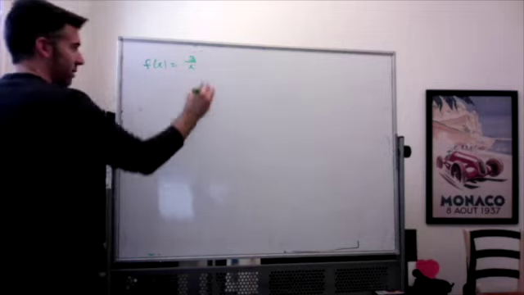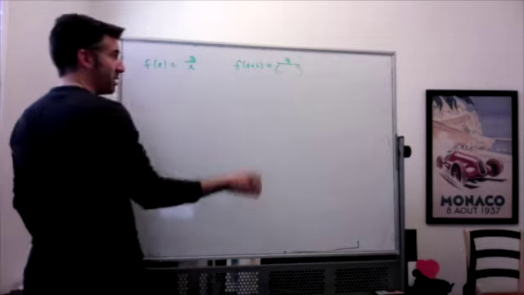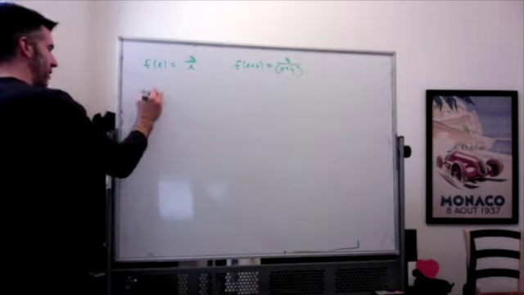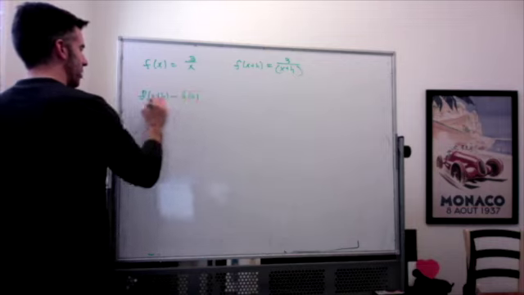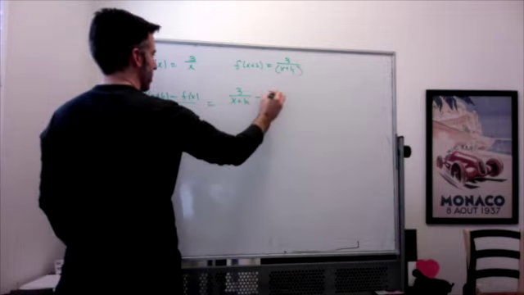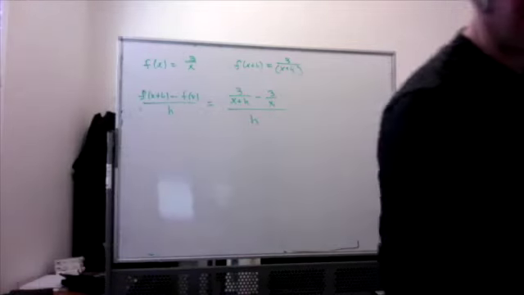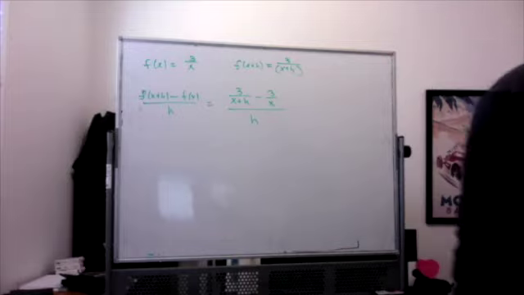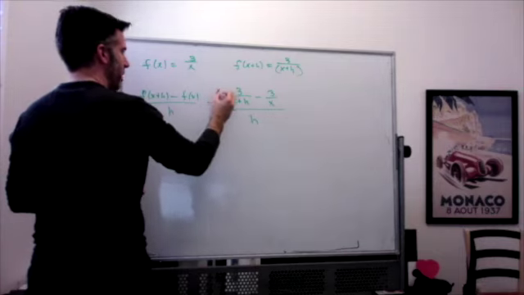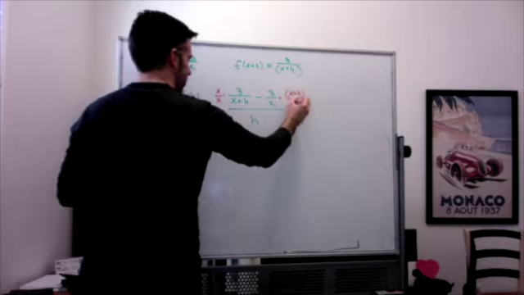Okay. So my f of x plus h is 3 over not x, but x plus h. So then my difference quotient is going to be f of x plus h minus f of x all over h, which is 3 over x plus h minus 3 over x all over h. And now here's the thing. To subtract these fractions, we have to get the common denominator. So I'm going to have to multiply this by x over x and this by x plus h over x plus h.